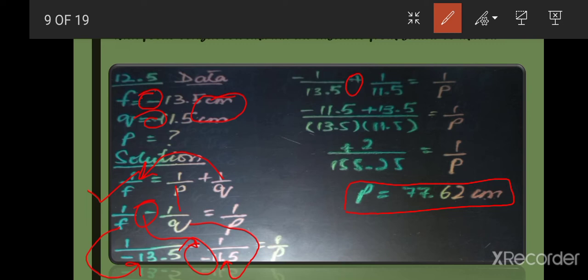In all these numericals we have to take all the distances in centimeters, and as all the distances are in centimeters, there is no need to convert them. If any one of them is in meters or in any other unit of length, then you have to convert that, get all the distances in the same unit, and then solve it.